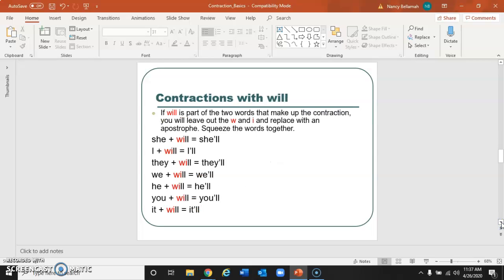If will is part of the two words that make up the contraction, you'll leave out the W and I and replace them with an apostrophe. She plus will equals she'll. We have I'll, they'll, we'll, he'll, you'll, and it'll.